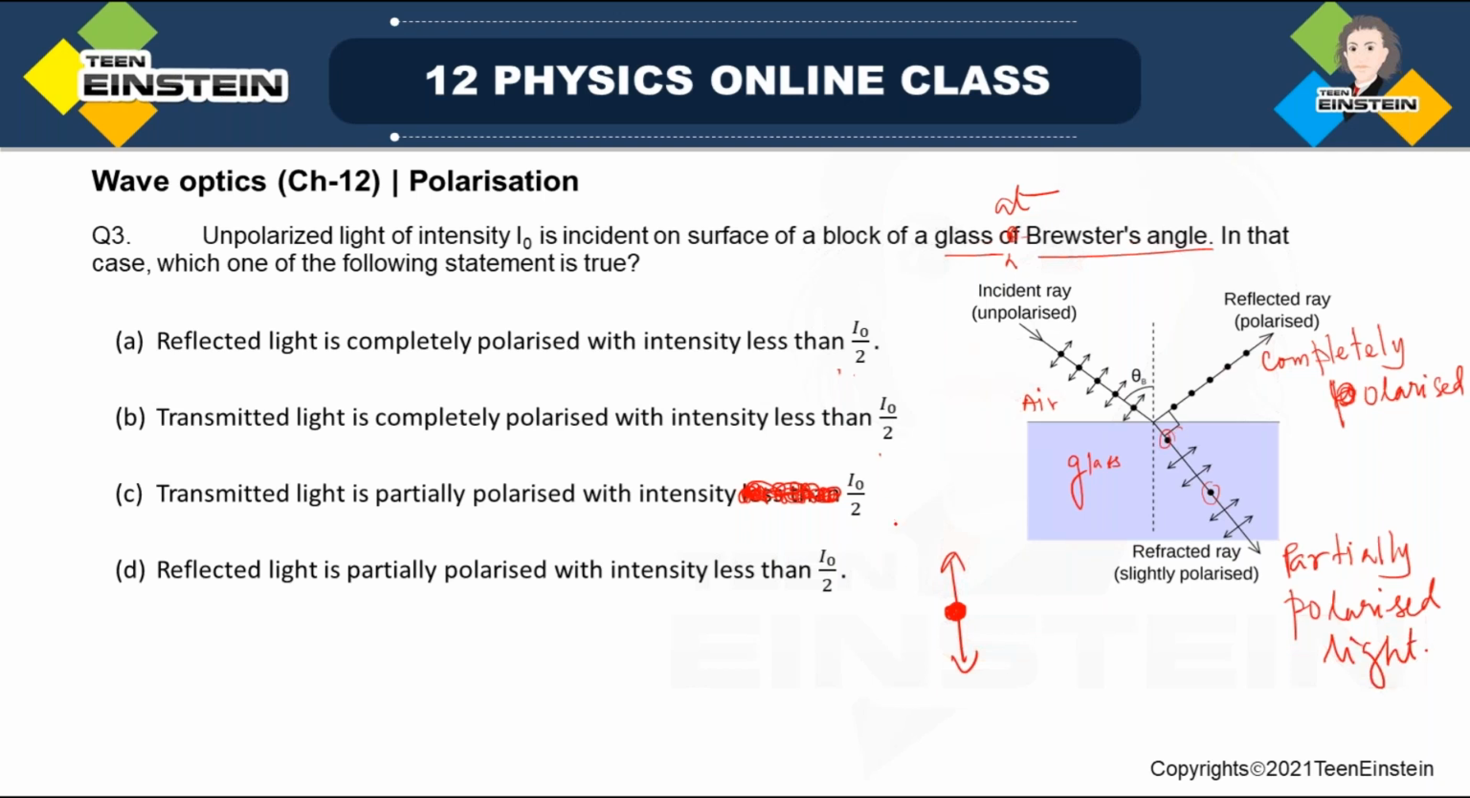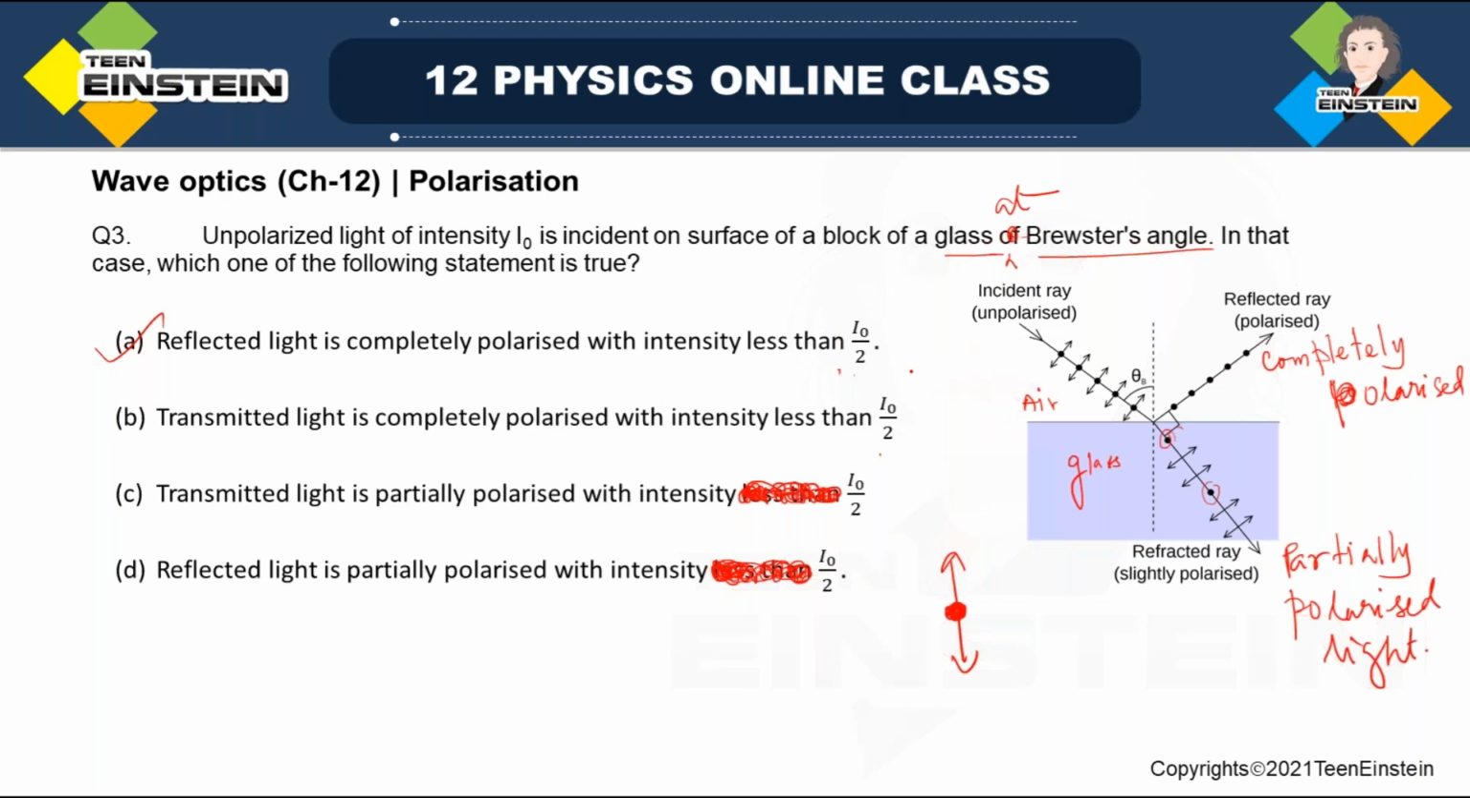Okay, so now read the questions. Reflected light is completely polarized with intensity less than... this is fine, completely polarized. Another option is there: reflected light is partially polarized with intensity I0 by 2. So these two options I have now. Which one is correct? Whether the intensity I0 by 2 is correct or intensity less than I0 by 2 is correct.